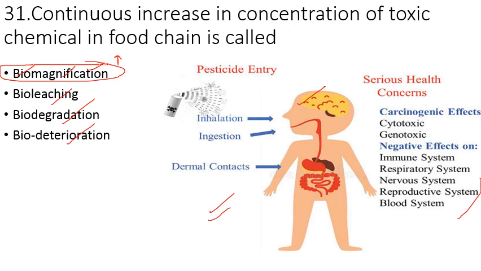For example, we have certain chemicals or pesticides that get inside our body through inhalation, ingestion. So that can cause serious health concerns, like some chemicals have a cytotoxic effect or a genotoxic effect that can cause carcinogenic diseases in humans. Then they also affect our immune system, respiratory tract, nervous system, reproductive system, or bloodstream. So these chemicals are very toxic and their concentration gets increased in each trophic level when they pass in the food chain, and this increase in concentration is known as biomagnification.